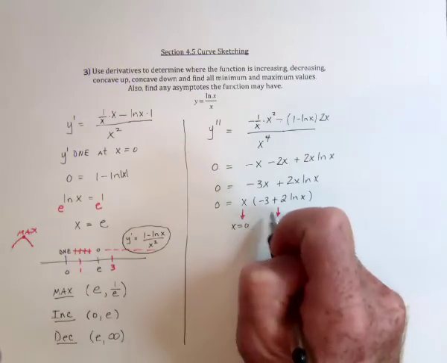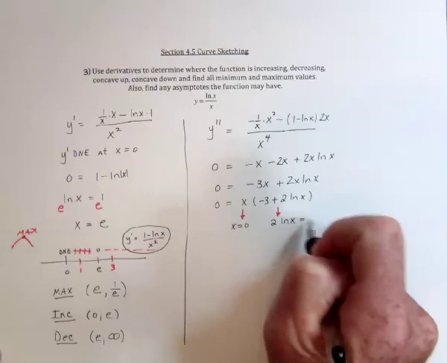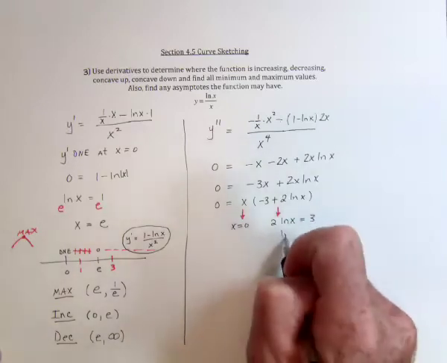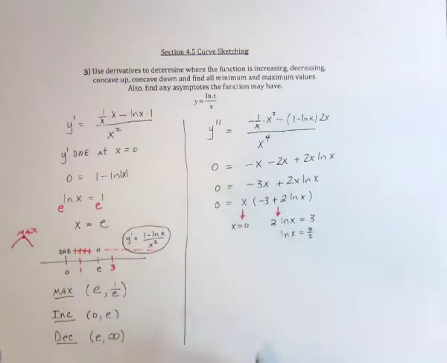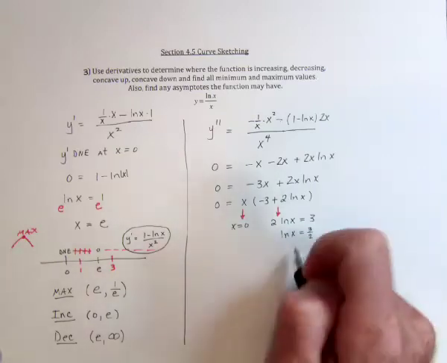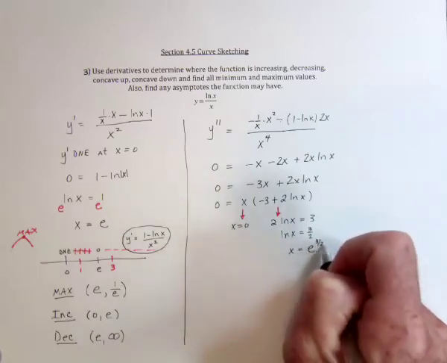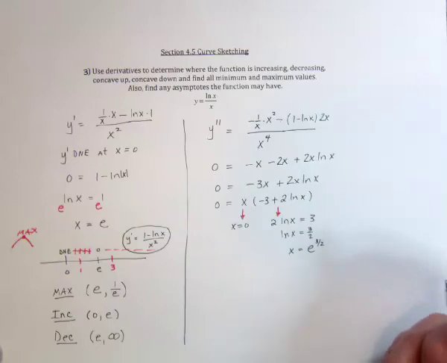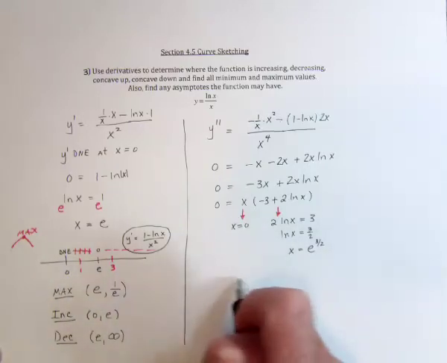And then this will be set equal to 0 and move that over. It's going to be 2 natural log of x equals 3, or in other words, natural log of x equals 3 over 2. To get rid of natural log, exponentiate both sides. So it's going to be e raised to the 3 over 2. So it's going to be much like this graph.